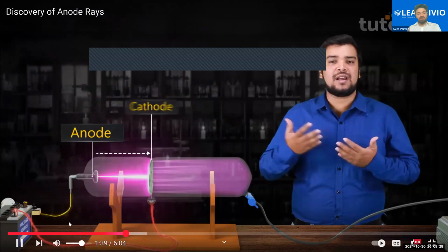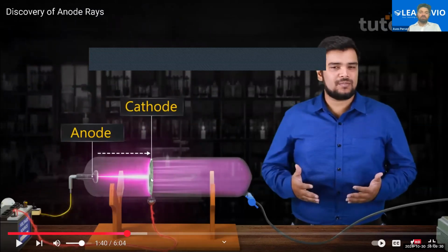Which was visible behind the cathode. And he made this cathode ray experiment. Now, when he further decreases the pressure, this is an anode, positively charged, and this is a cathode. This time he further decreases the pressure inside the tube.